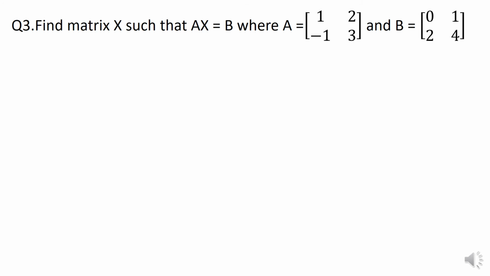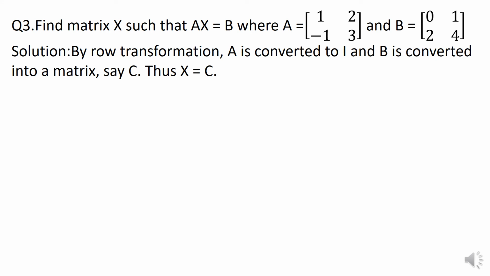In the next sum, find matrix X such that AX is equal to B, where A and B both are 2 by 2 matrices. So by row transformation, A can be converted into I and correspondingly B is converted into a new matrix, say C. Thus we get X is equal to C here. Thus we start by writing AX is equal to B, only X is unknown. A and B are known. So correspondingly we write the matrices.